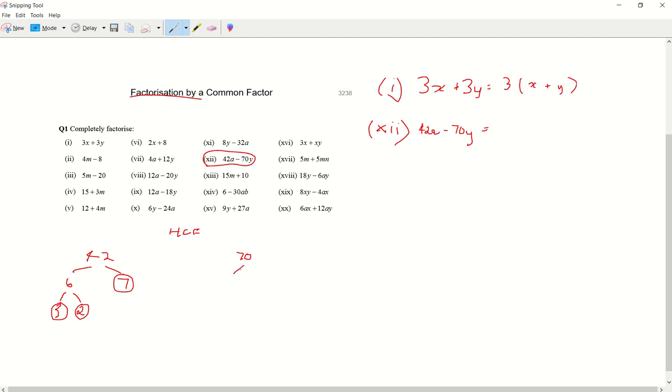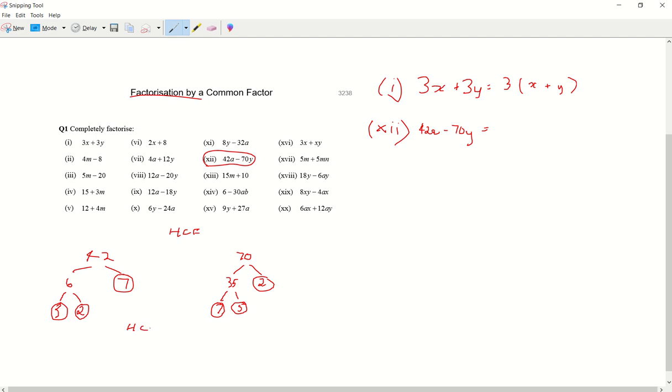We do the same for 70. Now I'm going to choose 35 and 2. 2 is a prime number. 35 is not. We could go 7 times by 5. Now they're both prime numbers. No other numbers will multiply together to give 7 except for 7 and 1. No other numbers multiply together to give 5 except 5 and 1.